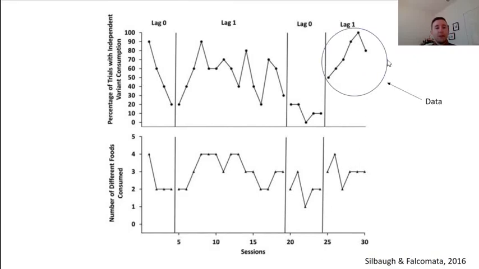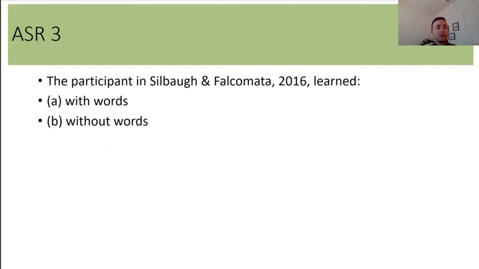And so everything in the circle here we would refer to as data. We would refer to the single data point as datum. Okay, ASR 3. The participant in Silbaugh and Falcomata 2016 learned A with words or B without words.